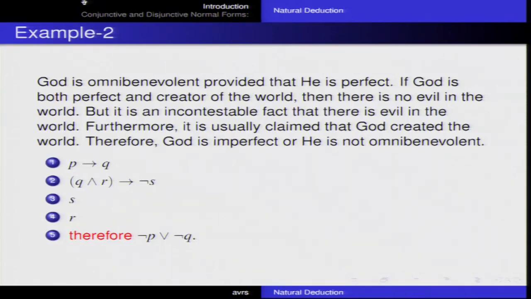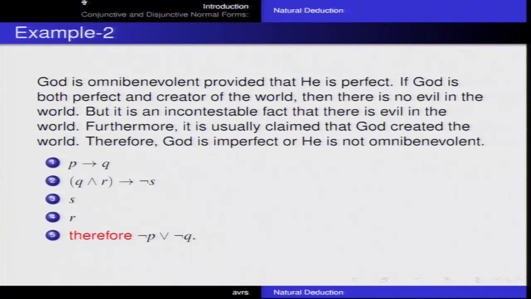This argument goes like this: God is omnibenevolent provided that he is perfect. Suppose you represent 'God is omnibenevolent' as P, and 'he is perfect' as Q. For example, if you say he is not perfect, it becomes not Q. Now the second premise: if God is both perfect and creator of the world, that is a conjunction followed by a conditional, then there is no evil in the world. 'There is evil in the world' is S, so no evil in the world is represented as not S.